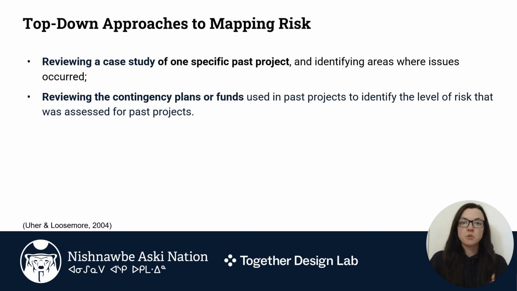Some top-down approaches to mapping risk include reviewing a case study of one specific past project and identifying areas where issues occurred, or reviewing the contingency plans or funds used in past projects to identify the level of risk that was assessed for past projects.